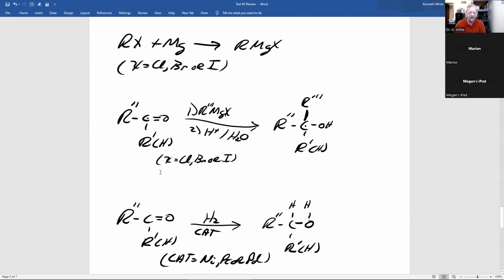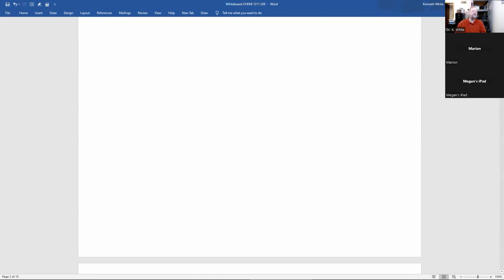This reaction right here, the Grignard reaction with a ketone or aldehyde, I'll never put a synthesis problem on a test. But I want you to have some fun, so let's have some fun.